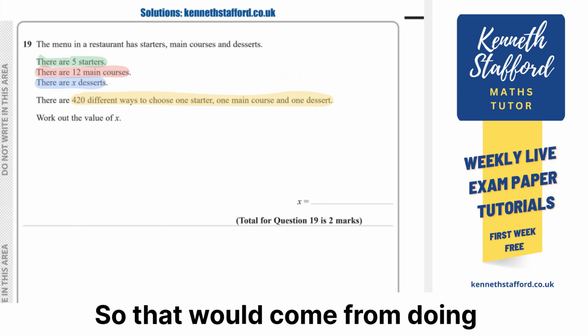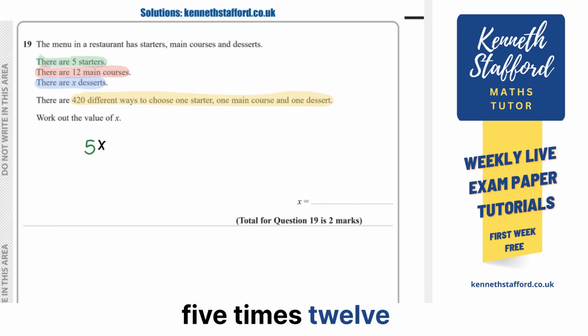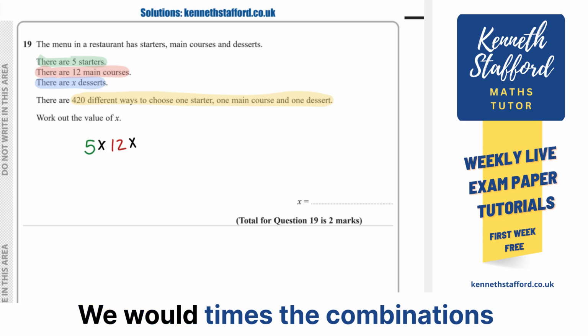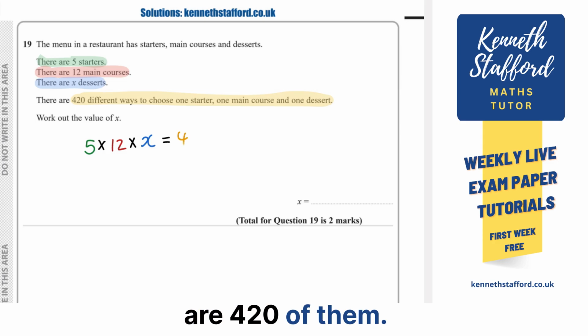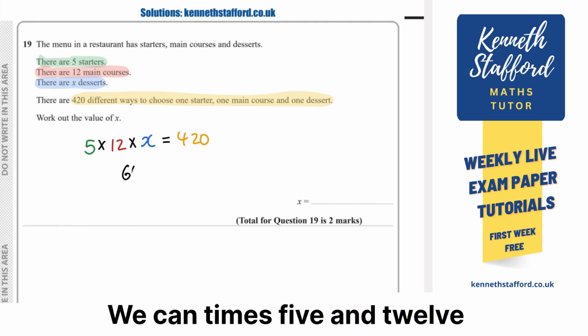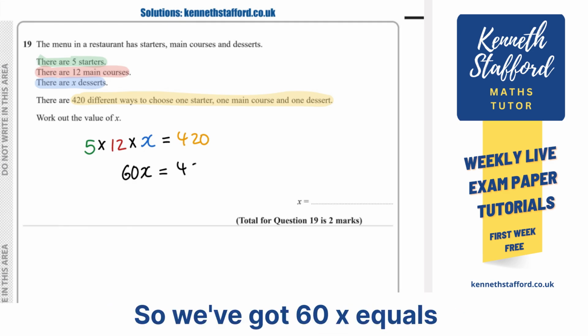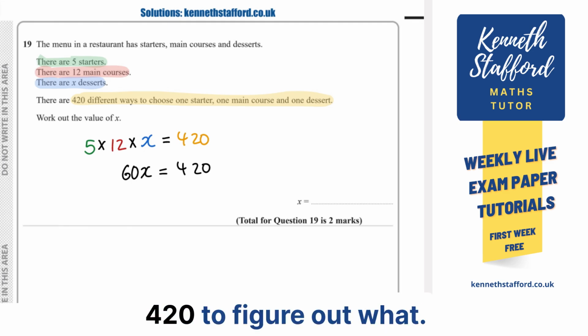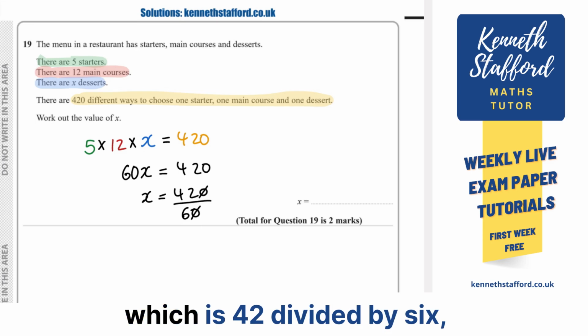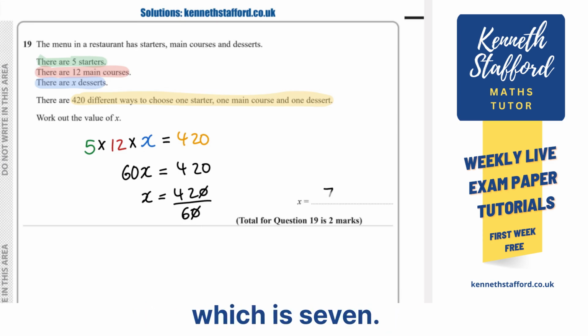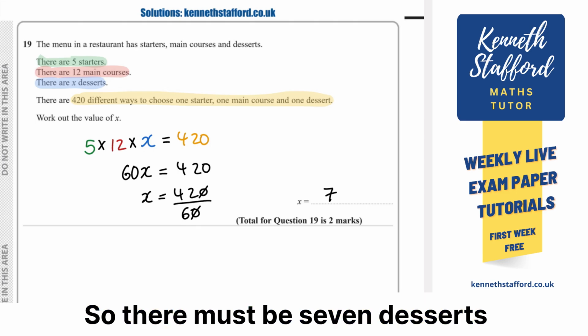So that would come from doing 5 times 12 times x. We would times the combinations together, and we're being told there are 420 of them. So we've got a little equation here. We can times 5 and 12 together to get 60. So we've got 60x equals 420. To figure out what x is, we divide 420 by 60, which is 42 divided by 6, which is 7. So there must be 7 desserts.